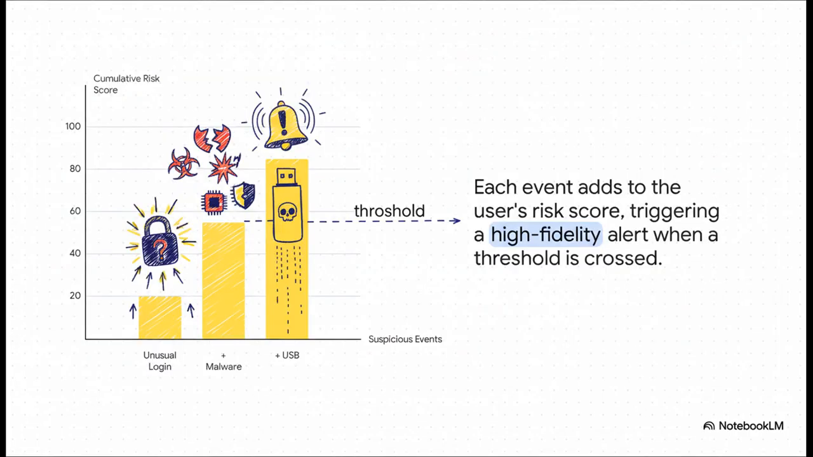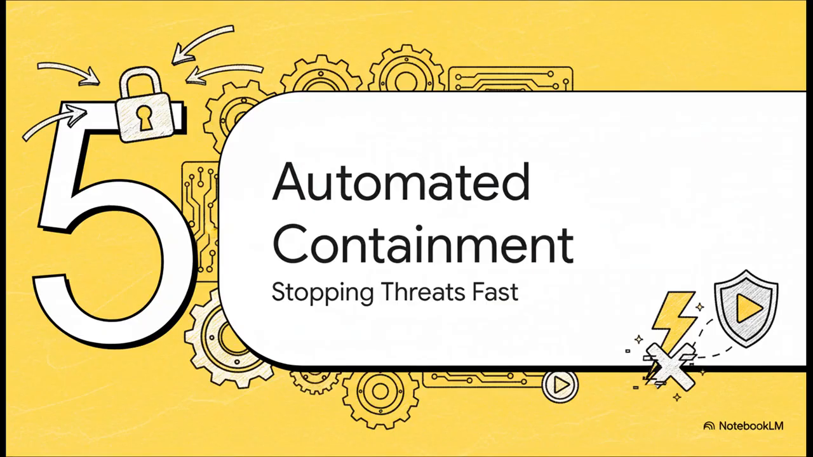Yeah, and you can see how it works. That unusual login, maybe it adds 20 points to the risk score. Not a huge deal. But then the malware detection adds another 35 points. Now we're at 55. Then the USB drive adds 30 more. Suddenly, that user's risk score is at 85. And once it crosses a certain line, ES raises its hand and says, "Hey, pay attention, something serious is going down over here." Okay, so now we have a genuine high-confidence threat with all the context we need.